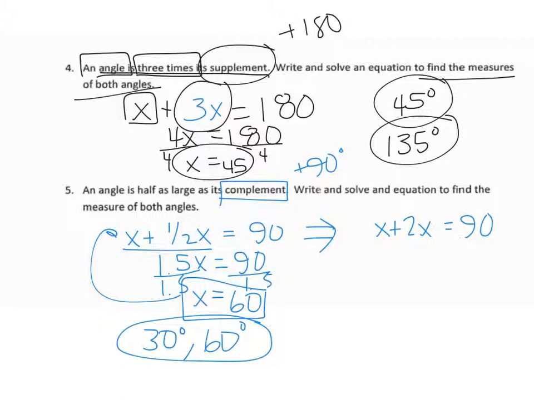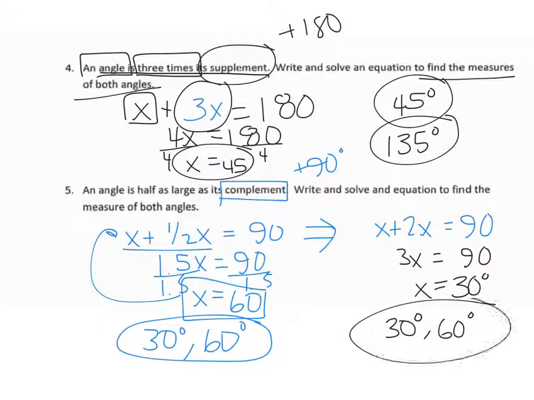I actually think it might be easier to not do the fraction and do x plus 2x, because you're still going to get the same answer. So you watch, you'll get 3x equals 90. Then you'll get x equals 30 when you divide both sides by 3. So your two answers will be 30 and 60. So if you have a fraction, if it says an angle is a third as large as its complement, do x plus 3x. If an angle is a fourth as large as its complement, do x plus 4x.